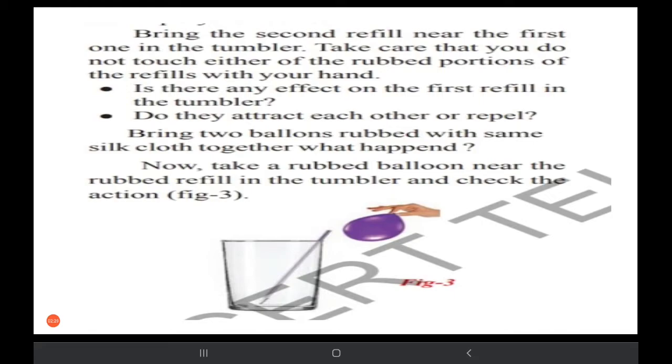First of all, we have taken one refill and we rubbed that refill by using a polythene sheet and we kept that in a tumbler. Similarly, we have taken another refill. Here also we rubbed the refill by using a polythene sheet. Now we bring this second refill near to the first refill. So here, do they attract or repel each other?